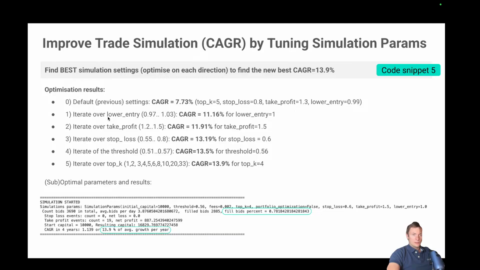I tried to change lower entry from 0.97 to 1.03, and unexpectedly for me, the optimum number was lower entry equals 1. So we can't fool the market. We can't buy cheaper or have some threshold to buy more expensive.